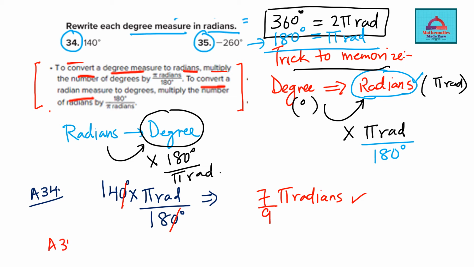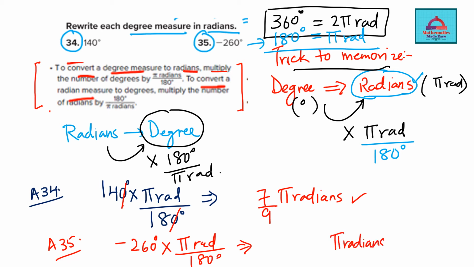Let's do 35 now. In 35, the only difference is the angle is given to be negative. So the angle given to you is negative 260, but the formula to convert is the same, pi radians over 180. Keep the unit as it is, pi radians, and because you have a negative sign here, keep that as well. 26 divided by 18, so simplify. Both are even, they will go by 2, so you get negative 13 over 9 pi radians.